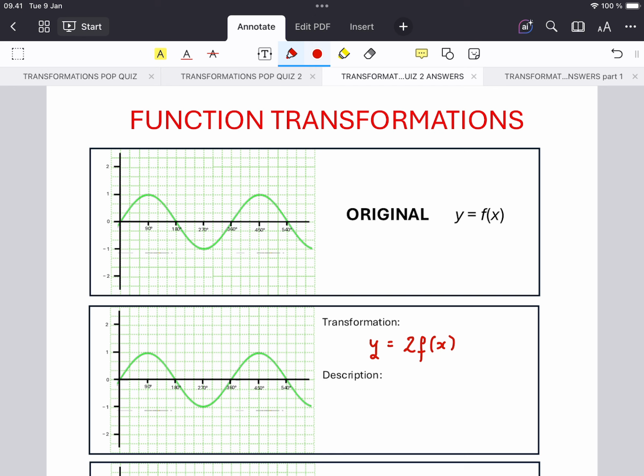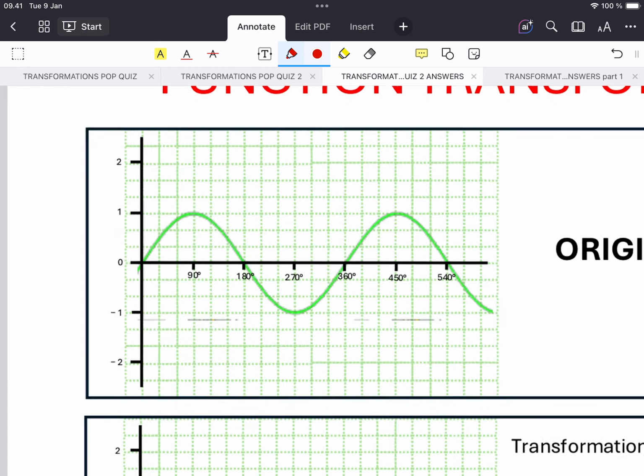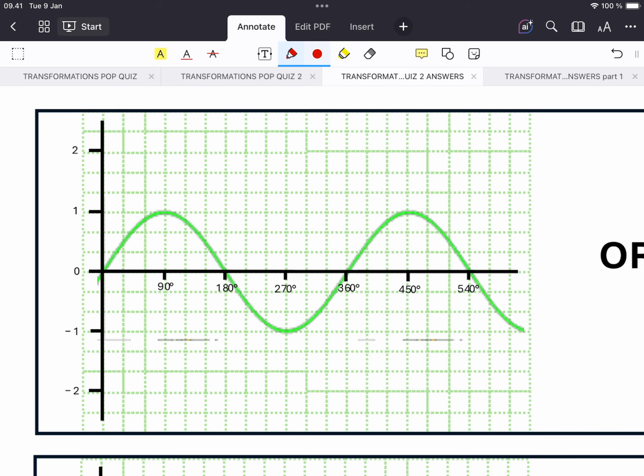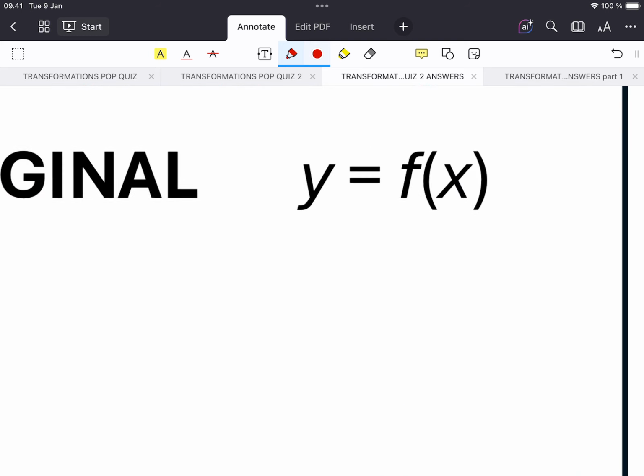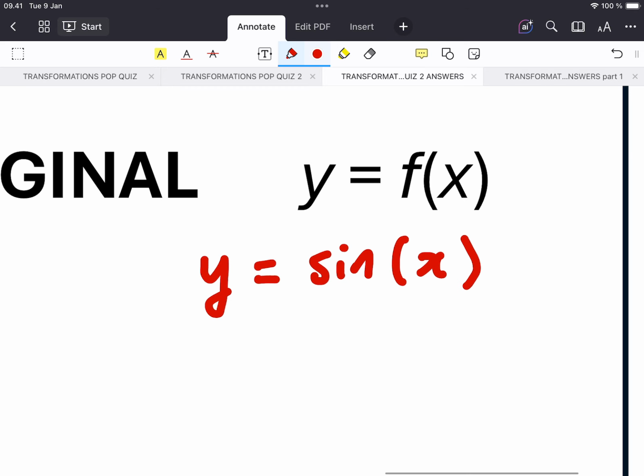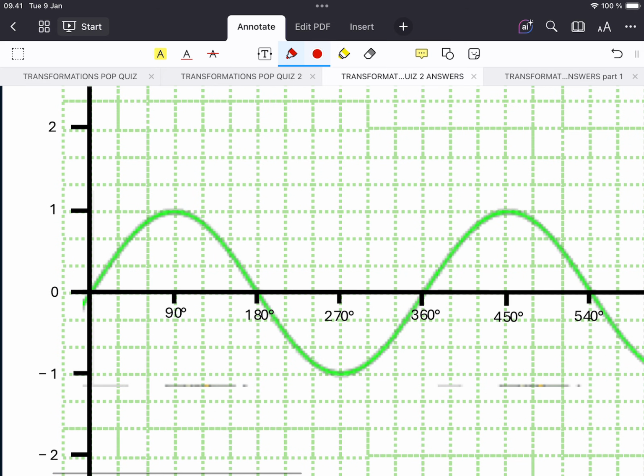Okay, so this video is to run through some basic graph transformations. So I'm starting with my original graph, which is this. I've called it y equals f of x. It happens to be y equals sine of x, so it goes from 1 to -1 and repeats every 360 degrees.